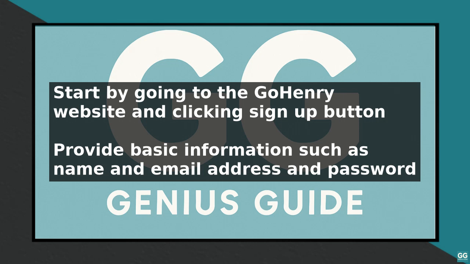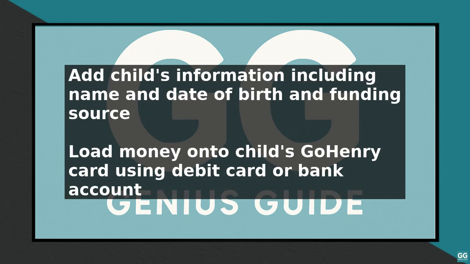Next, you will be asked to add your child's information, including their name and date of birth. You will also need to add a funding source, such as a debit card or bank account, to load money onto your child's GoHenry card. Make sure to have this information readily available to avoid any delays.